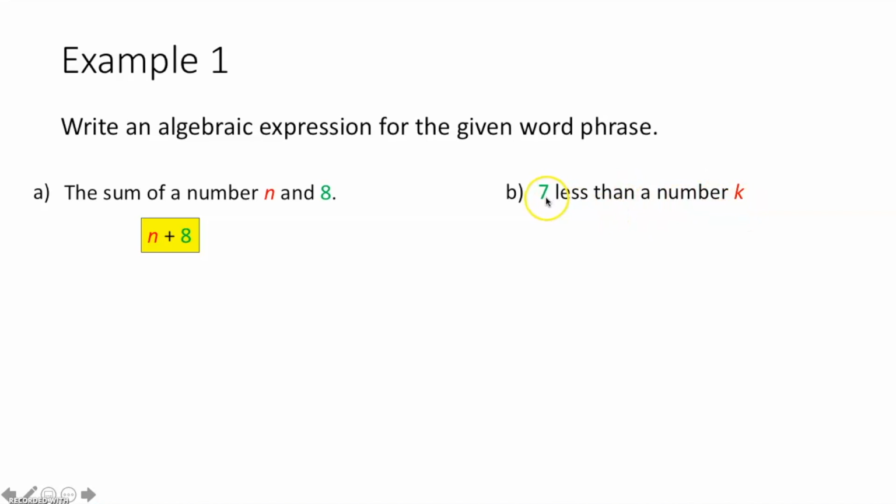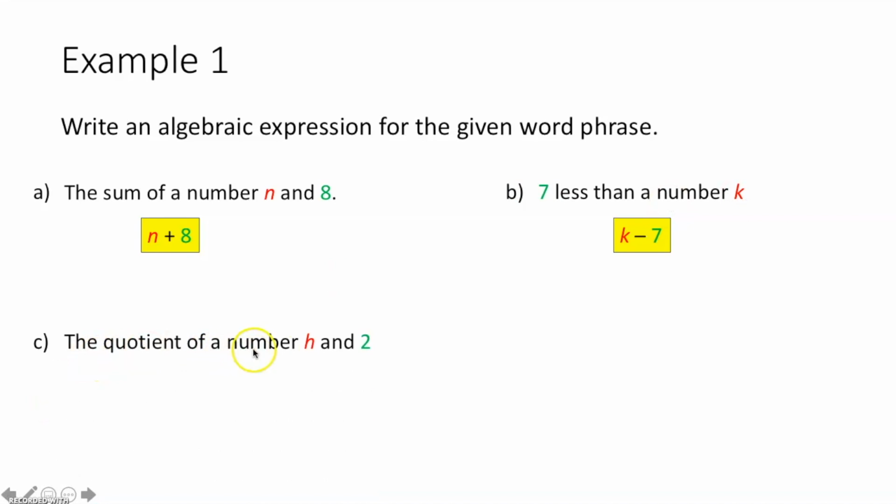Part B, we have 7 less than a number k. Now, you see 7, how they put that in front? That's to trick you, because what this is really saying is we want to take 7 away from k. Now, 7 minus k will not give you the same thing as k minus 7 necessarily. So if we're taking 7 away from k, we want to write it k minus 7.